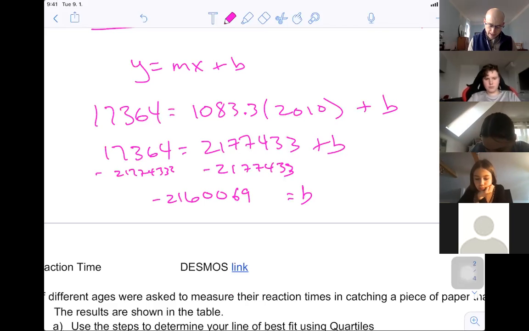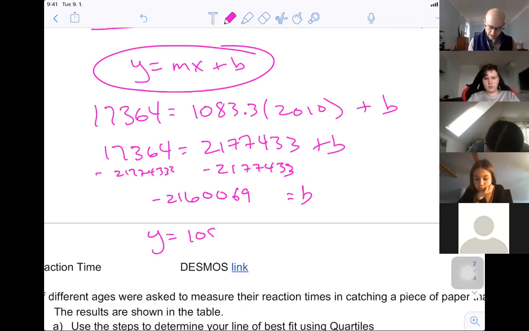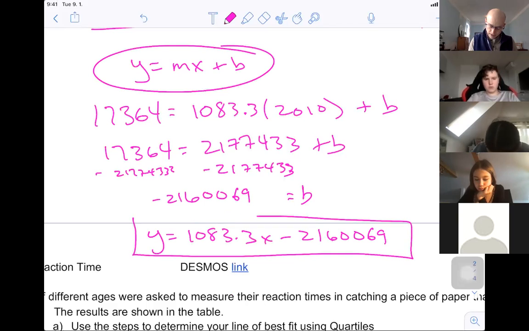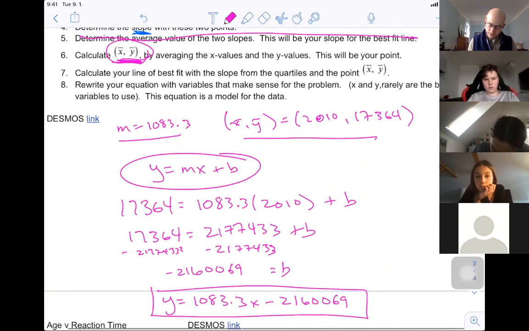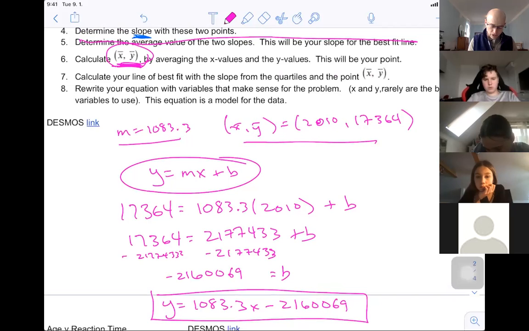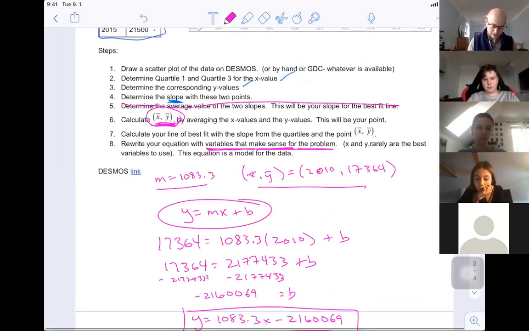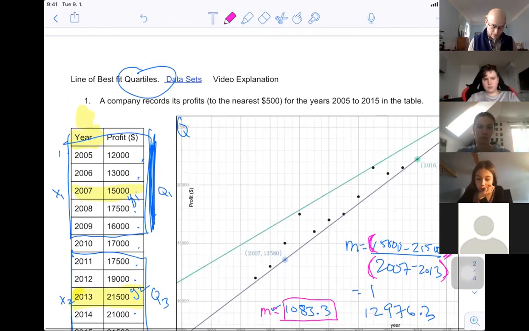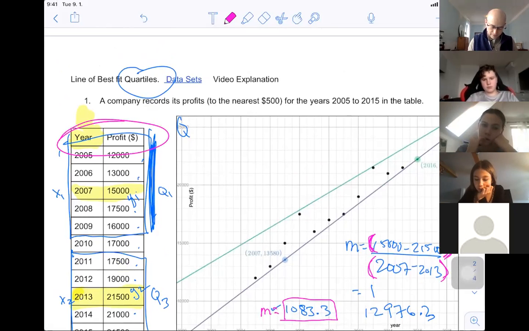And so if we put it all together, I want my equation. My slope was 1083.3 x minus 2,160,069 is my equation. Okay, and the last step says, which I've been forgetting all along, rewrite your equation using variables that make sense for the problem. Well, here my variables are years and profits.